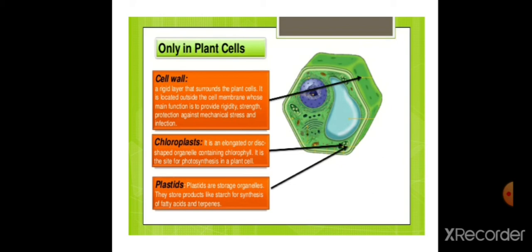The function of the cell wall is that it provides rigidity and strength to the cell. It is a rigid layer that surrounds the plant cells, located outside the cell membrane, right? Its function is to provide rigidity, strength and protection to the cell. The next organelle that we are going to study is the chloroplast.